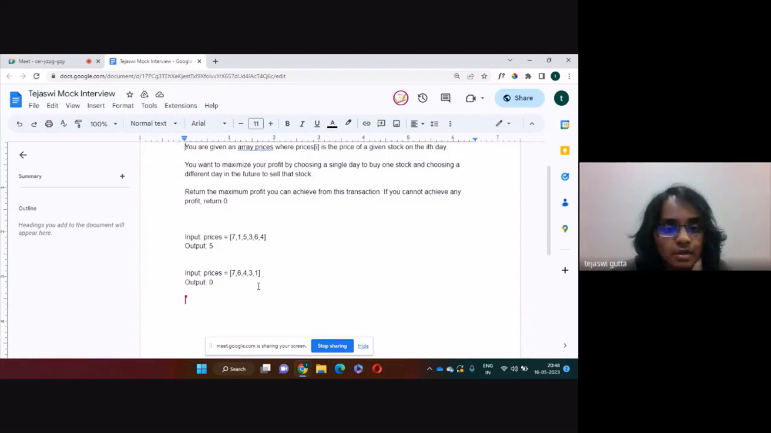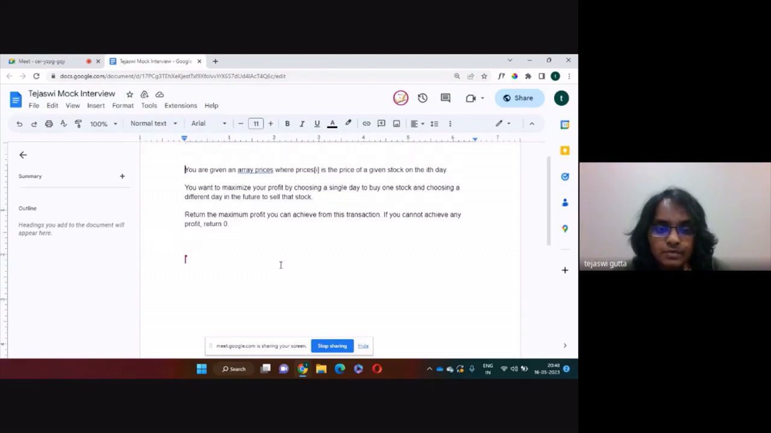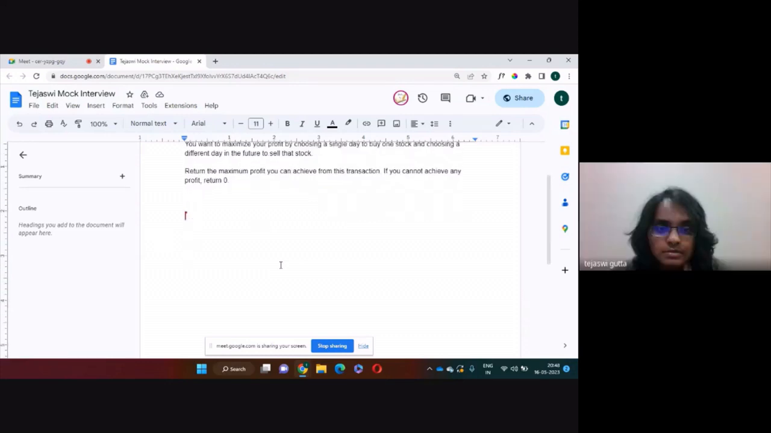Okay. So the edge case is given in the question, that if I'm not able to return a maximum profit, I can return zero. Correct.